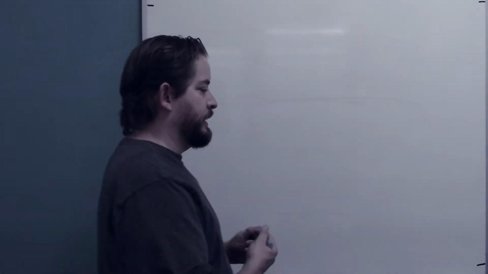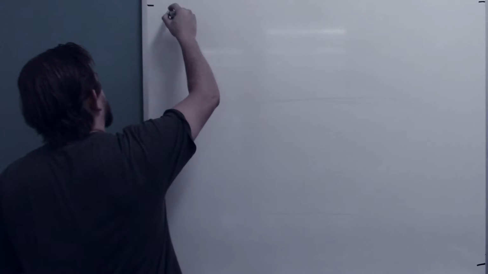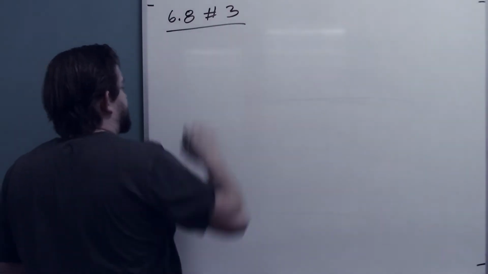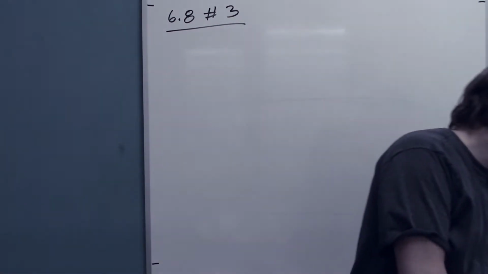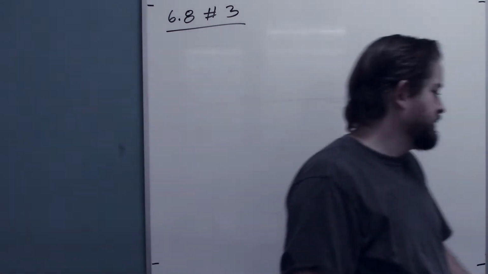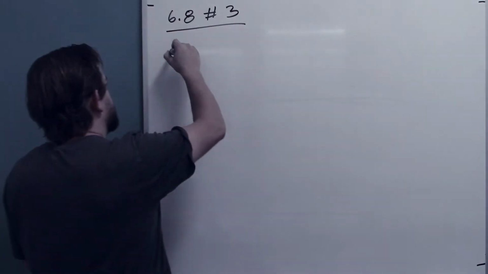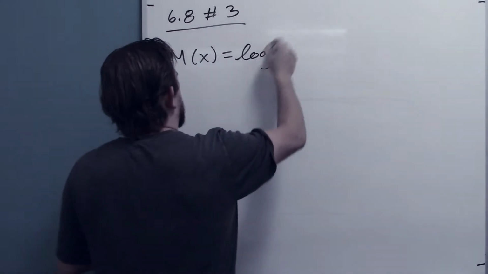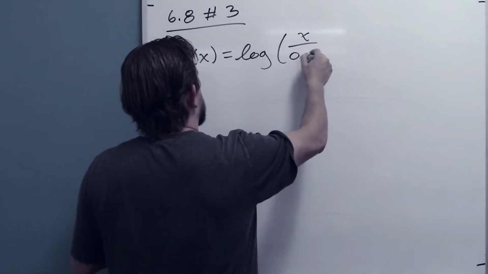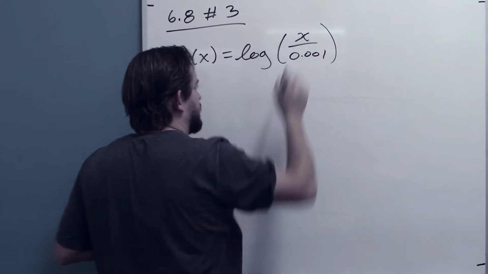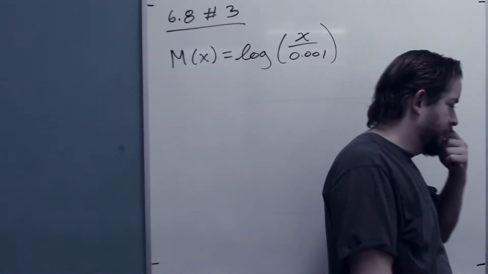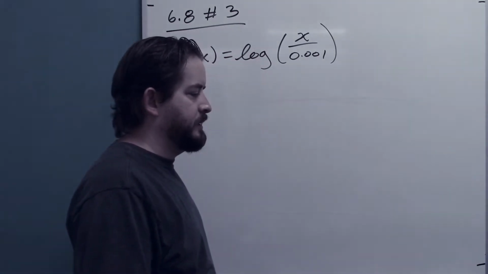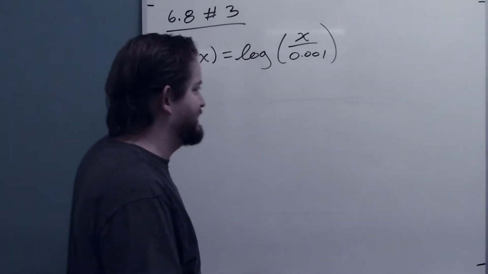I'm going to do number 3 to start. So this is 6.8, number 3. And it says, we have the Richter scale formula, our simplified Richter scale, which is the log of x over 0.001, I think. Find the displacement measured on a seismometer 100 kilometers from the epicenter of an earthquake of magnitude 6.7.